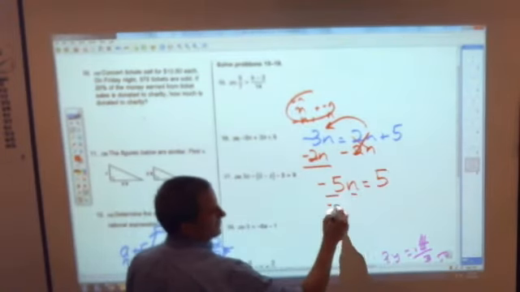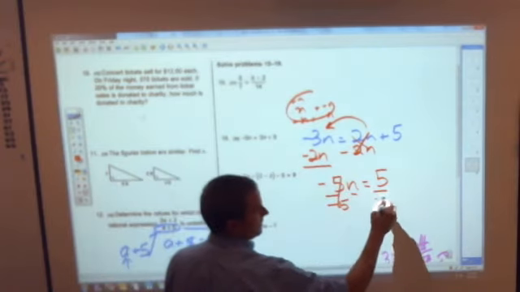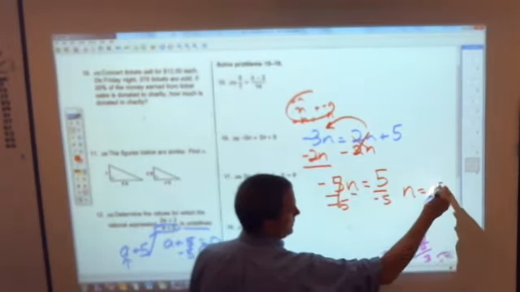How do I solve this equation? Divide by negative 5, divide by negative 5, and n equals negative 1.